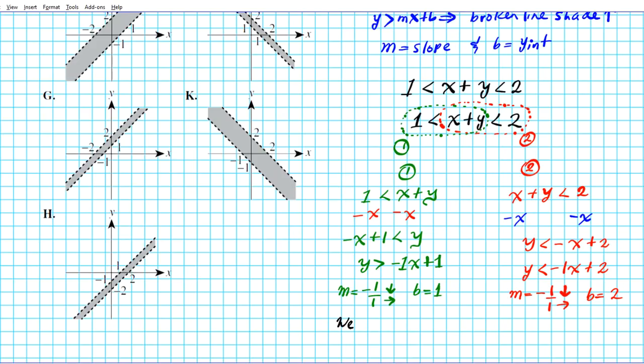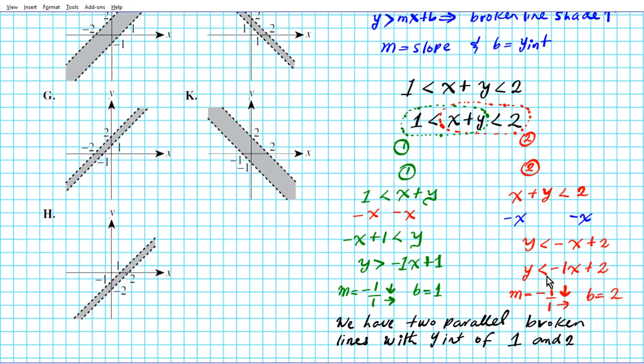So we have two parallel broken lines with a y-intercept of 1 and 2. Okay, for the first one, inequality 1, you're going to be shading upwards.